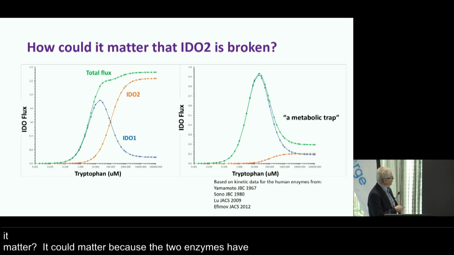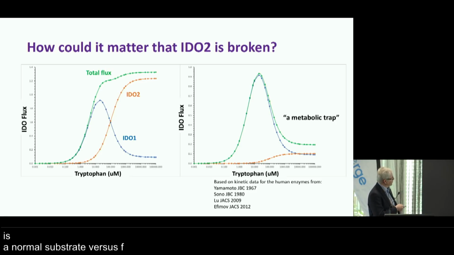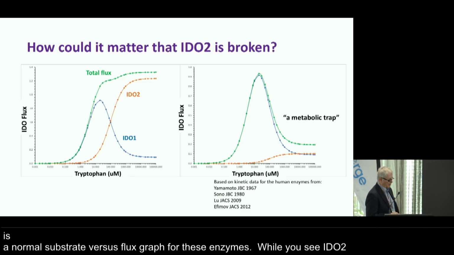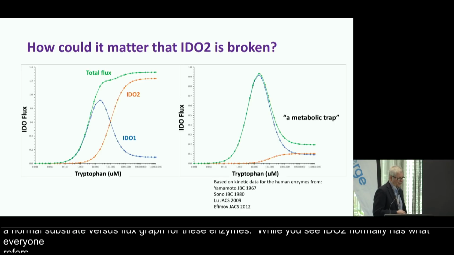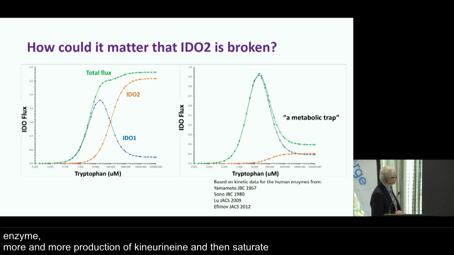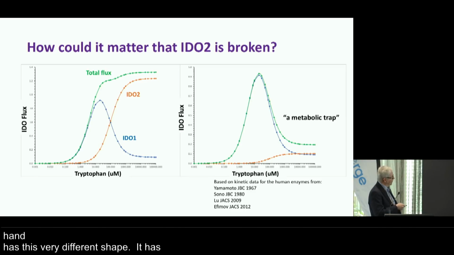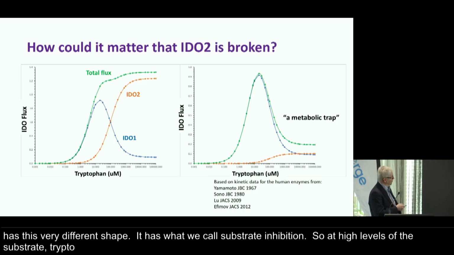And so plotted here is a normal substrate versus flux graph for these enzymes. You see IDO2 normally has what everyone refers to as a Michaelis-Menten shape, that is, it rises over a particular concentration range, more and more flux through the enzyme, more and more production of kynurenine, and then saturates at a point where all the enzyme molecules are turning over tryptophan into kynurenine as fast as they can. The other enzyme, IDO1, on the other hand, has this very different shape. It has what we call substrate inhibition. And so at high levels of the substrate, that is tryptophan, the production of kynurenine actually decreases.